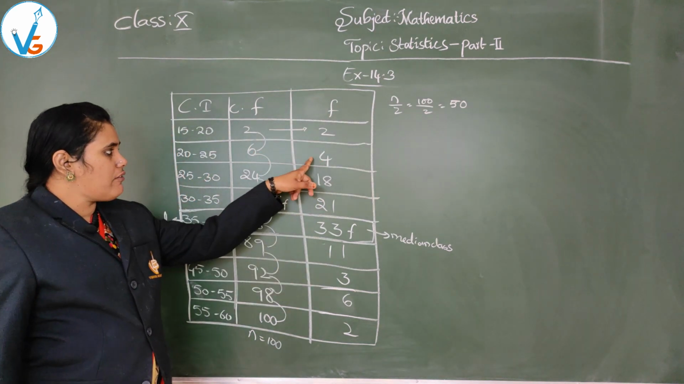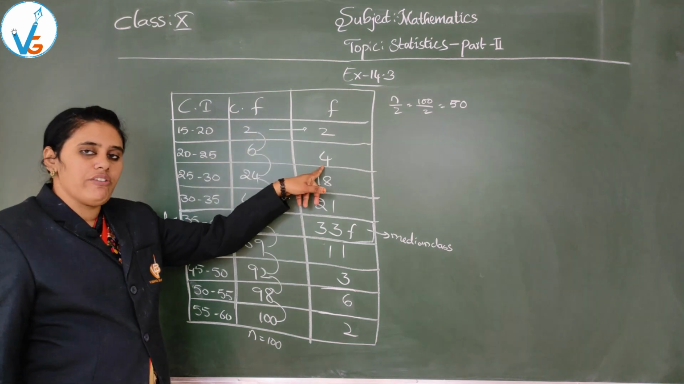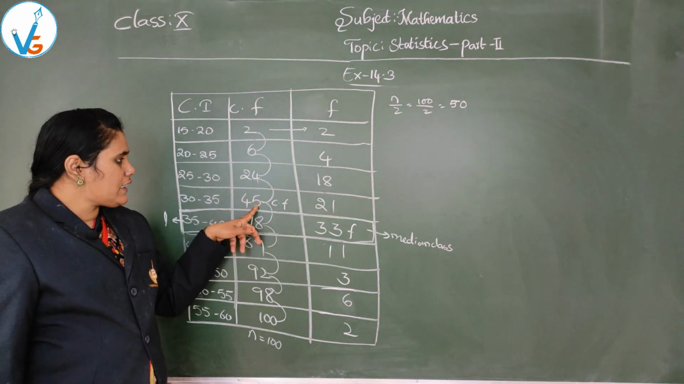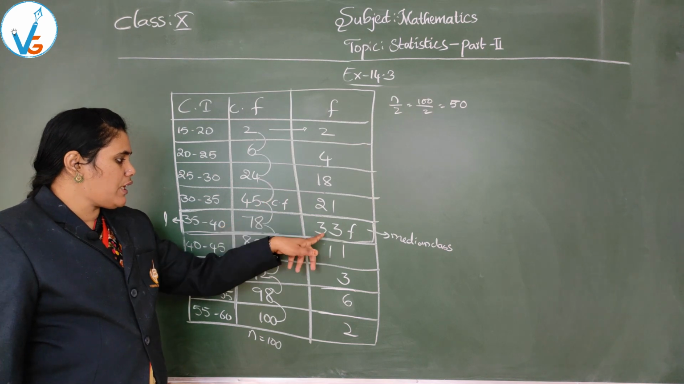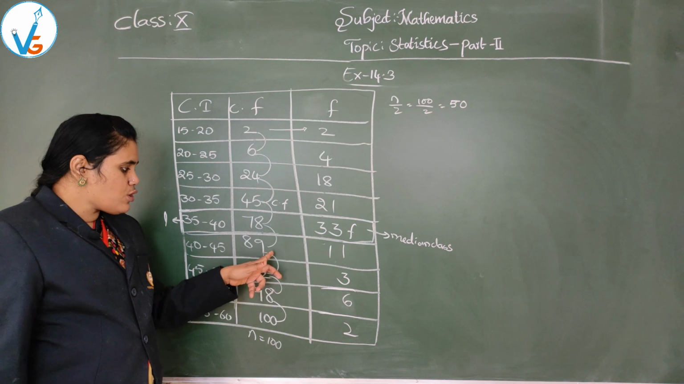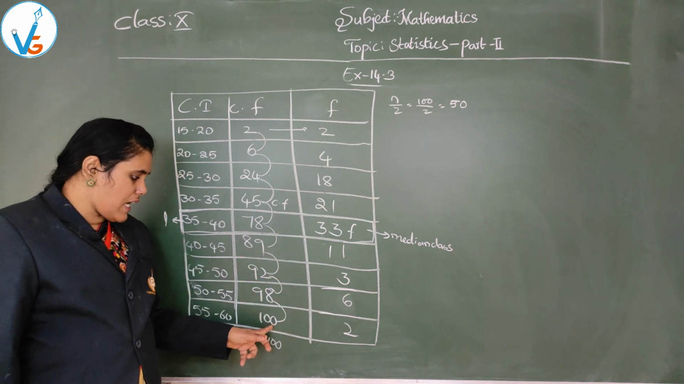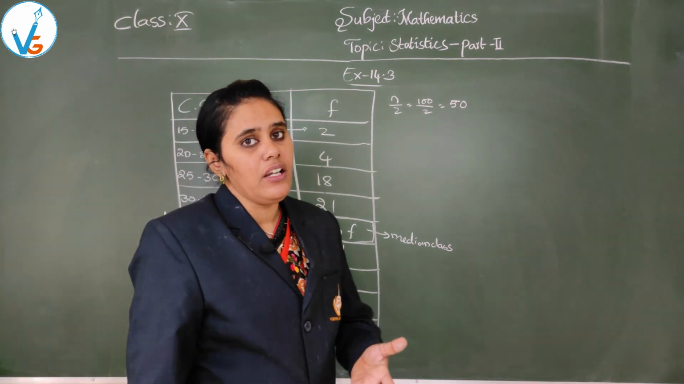How we will get our second value? You have to subtract second one from your first one. 6 minus 2, it will be 4. 24 minus 6, it will be 18. Next, 45 minus 24, it will be 21. 78 minus 45 will be 33. 89 minus 78 will be 11. 92 minus 89 will be 3. 98 minus 92 will be 6 and 100 minus 98 will be 2. Now, like this we will get our frequency.